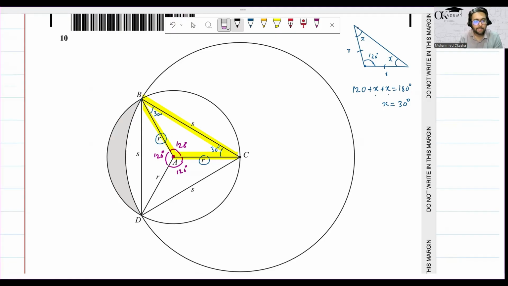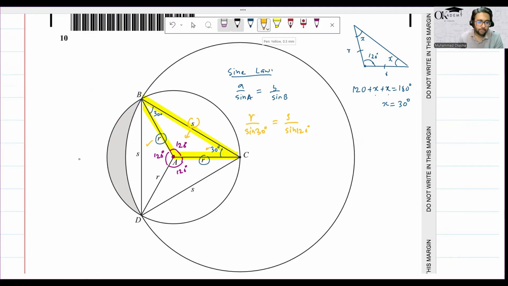Okay, so let's apply sine law. I hope you remember sine law: a over sine A equals b over sine B, a side and its opposite angle. You can take any side and angle pair you want because you know all the sides and all the angles. I'll pick this side, and the opposite angle is 30 degrees. R divided by sine 30 degrees equals, taking this side and the opposite angle, S divided by sine 120 degrees.